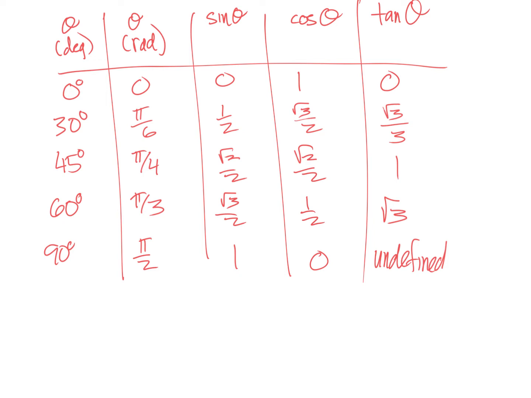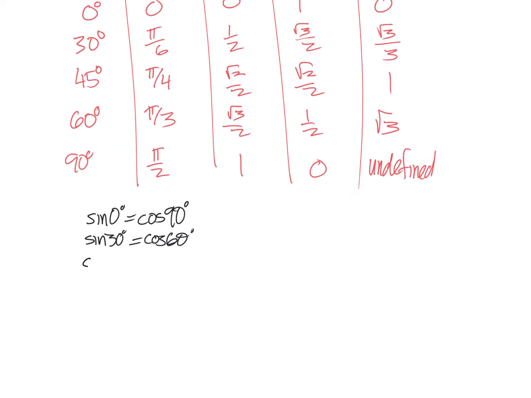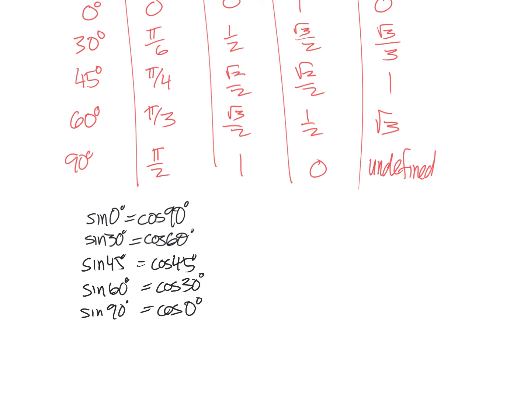So in fact, what we get are things like sine of 0 degrees is equal to cosine of 90 degrees. Sine of 30 degrees is cosine of 60 degrees, and so forth. Sine 45 equals cosine 45. Sine 60 is cosine 30, and then sine 90 is cosine of 0.